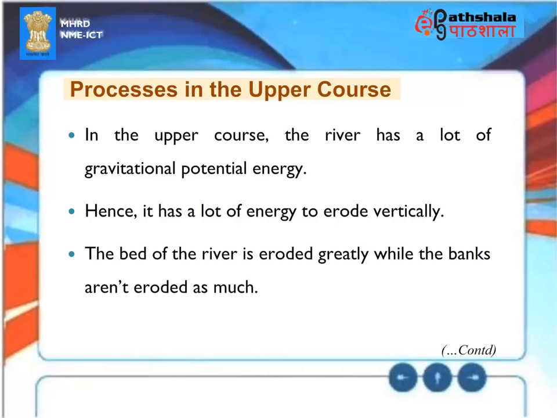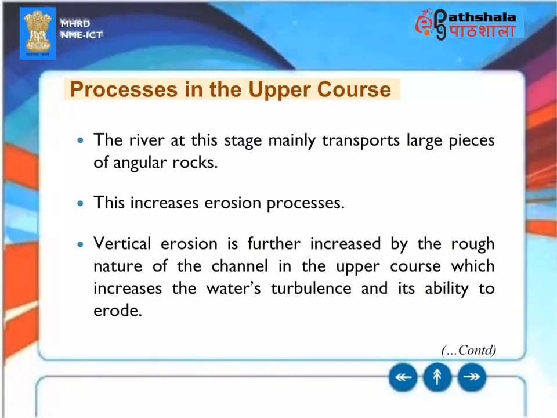The bed of the river is eroded greatly, while the banks aren't eroded as much. The river at this stage mainly transports large pieces of angular rocks. This increases erosion processes. Vertical erosion is further increased by the rough nature of the channel in the upper course, which increases the water's turbulence and its ability to erode.